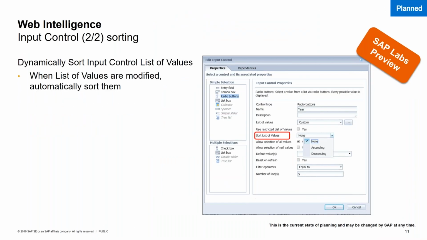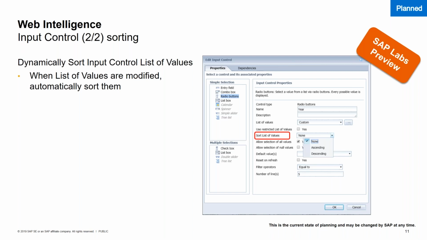Now you can define a default sorting for your input control. You have the choice between three options: none, ascending, and descending. If you choose none, it means that the list of values will be displayed in the way it is returned by the database. If you choose ascending, it will be ascending by default, or descending by default. You choose this at the design time.